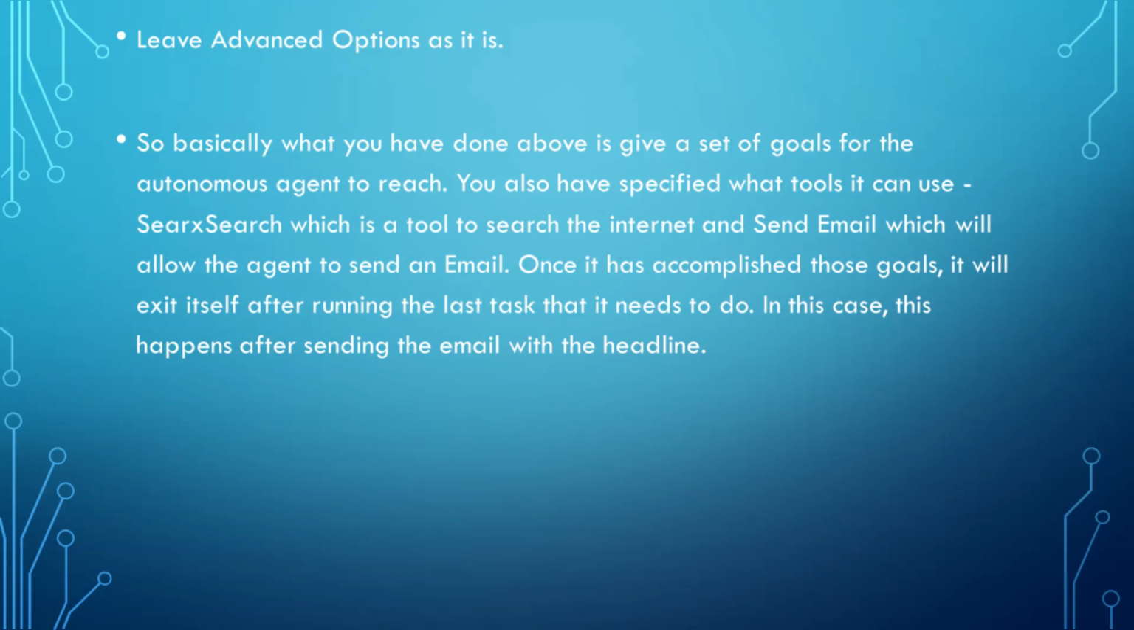So basically, what you have done above is give a set of goals for the autonomous agent to reach. You also have specified what tools it can use: Search, which is a tool to search the internet, and Send Email, which will allow the agent to send an email. Once it has accomplished those goals, it will exit itself after running the last task that it needs to do. In this case, this happens after sending the email with the headline.